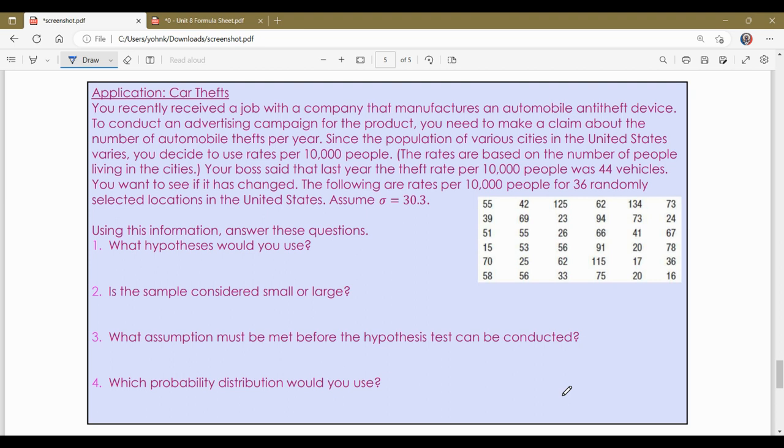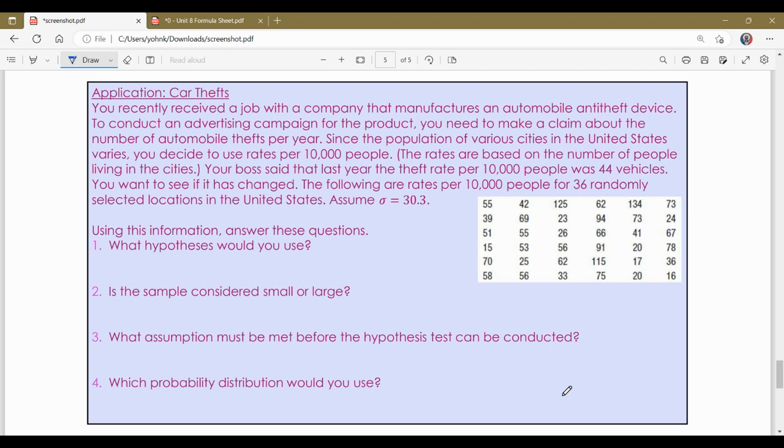per year. Since the population of various cities in the United States varies, you decide to use rates per 10,000 people. The rates are based on the number of people living in the cities. Your boss said that last year the theft rate per 10,000 people was 44 vehicles. You want to see if it has changed. The following are rates per 10,000 people for 36 randomly selected locations in the United States. Assume that sigma equals 30.3.